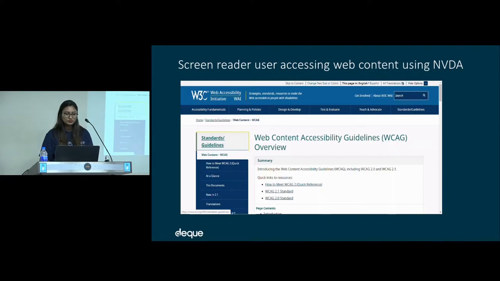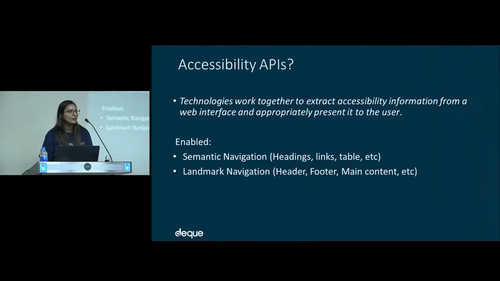Standards slash guidelines link. Well, if you're still awake out there and you haven't given up on this, you must have noticed that the screen reader was not just reading the web content, but it was also identifying the semantics of the page, like headings, links, like the semantic markup, and also the landmarks of the page, like header, footer, main content. Well, this wasn't the case until accessibility APIs came into picture.